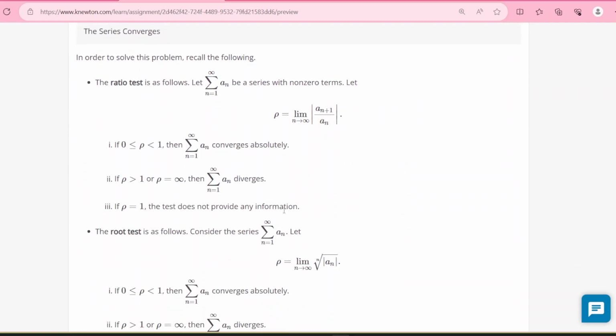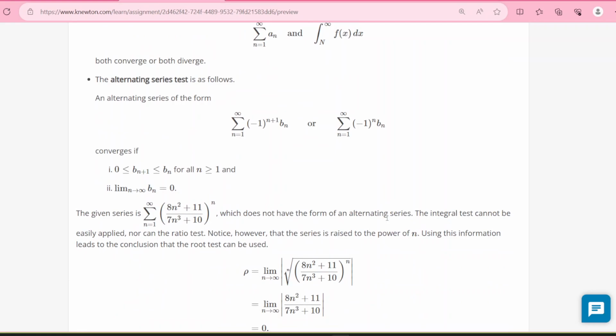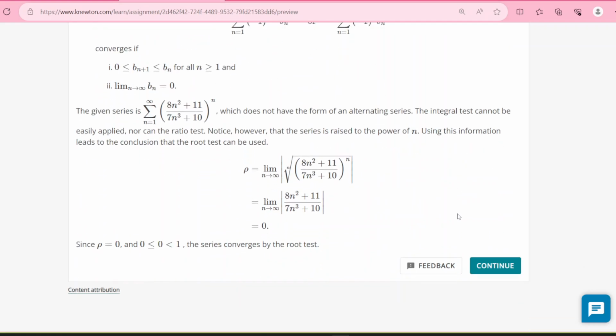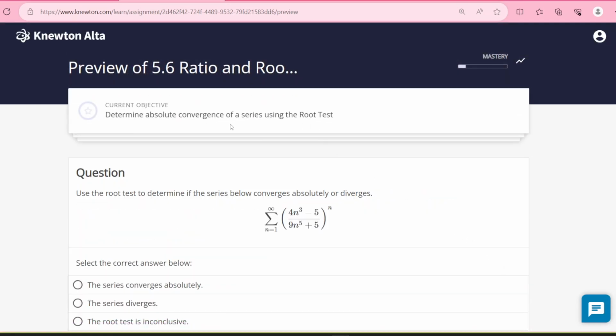So again, they explain the ratio test, the root test, the integral test, the alternating series test, but definitely the root test. See, they mentioned the power of n here, right? So the root test will probably be best. Here's another one where they're specifically asking us to use the root test: determine absolute convergence, and therefore convergence, of a series using the root test.